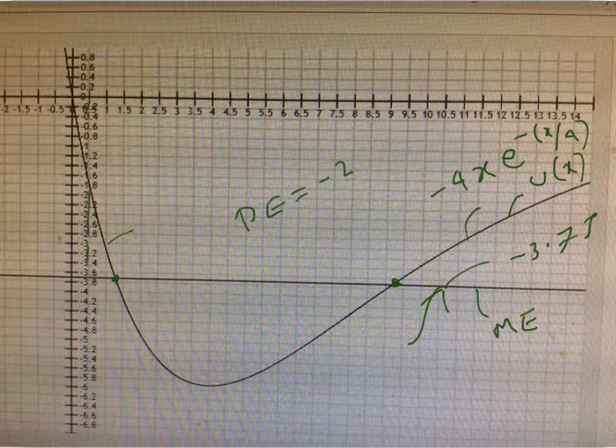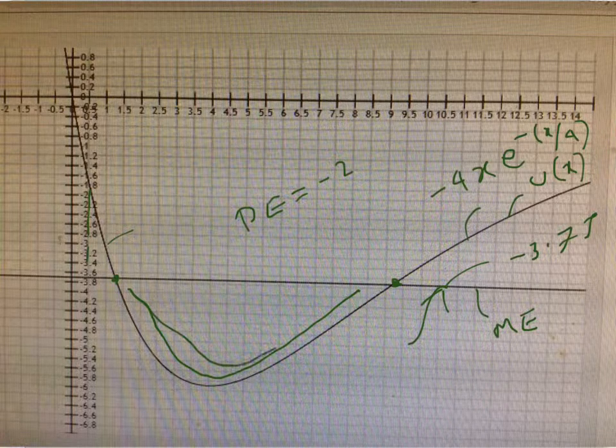So we can allow only positive kinetic energy. Kinetic energy is half m v squared, so it will be positive. And for that to happen, we can allow only potential energy of this part. So these two are the least and maximum values of x that are allowed for the particle. For those values, the kinetic energy will still be positive to maintain this mechanical energy of minus 3.7 joules. So this is what we get there.